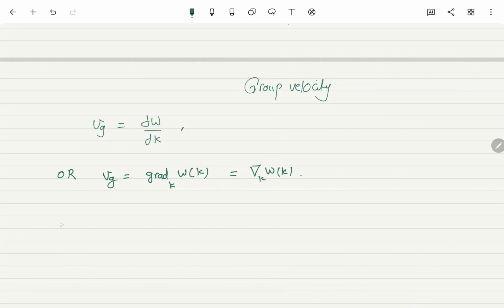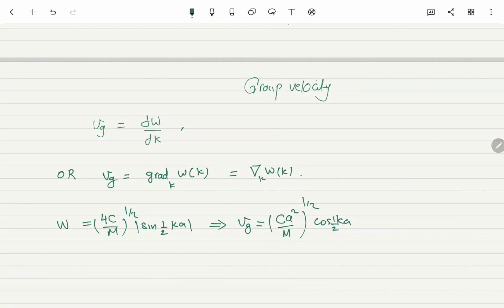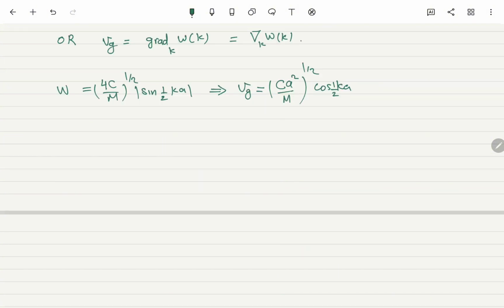Now back to this dispersion relation, omega equal to 4c over m to the power half sine half ka, and from this one here the group velocity is equal to c a square over m to the power half cosine half ka, which is, as expected, 0 at the edge of the zone boundaries, when k equal to pi over a, the group velocity is equal to 0.